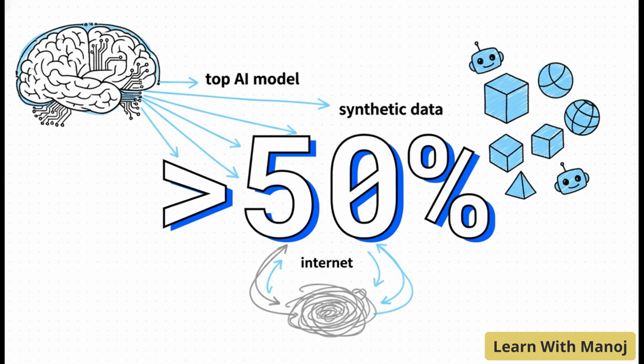So the solution has been a really radical shift. As you can see here, more than half of the training data used for today's top AI models is now synthetic. And that just means it was generated by another AI. We've gone from mining the internet for data to manufacturing our own higher quality data.